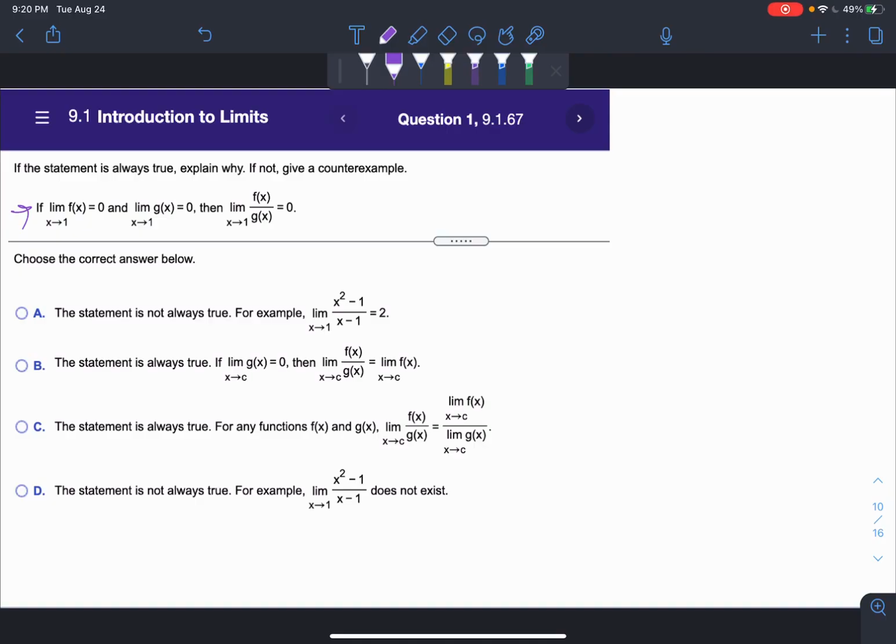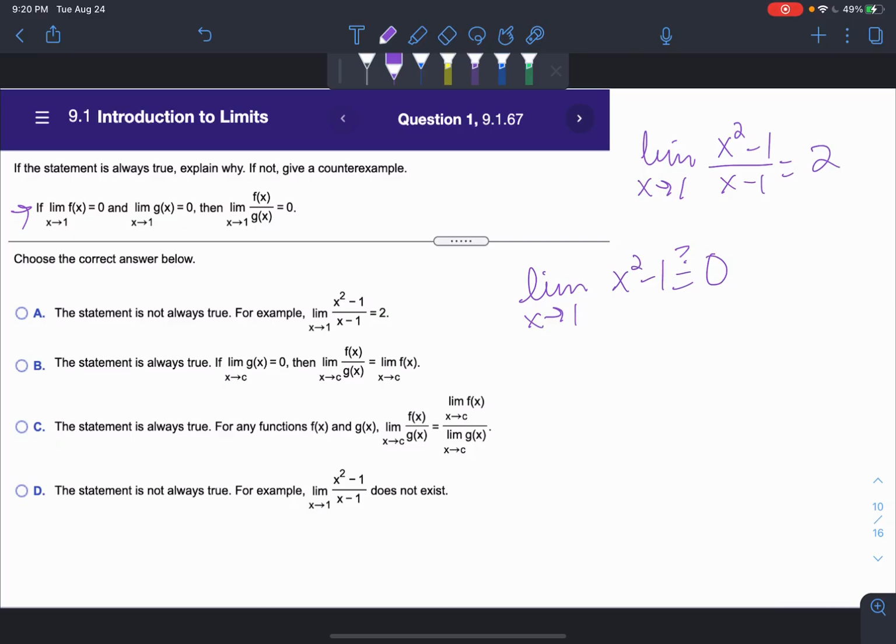So let's see, what are our options? Let's go through A. The statement is not always true. For example, the limit as x goes to 1 of x squared minus 1 over x minus 1 equals 2. So a few things we need to verify. Does the limit as x goes to 1 of x squared minus 1 equal 0? Is the limit as x goes to 1 of the denominator, x minus 1, equal to 0? And then is this limit true?